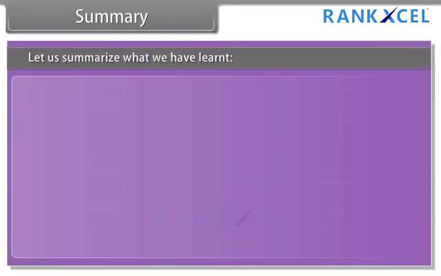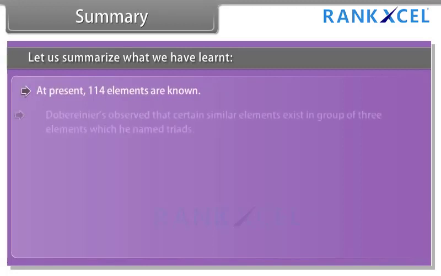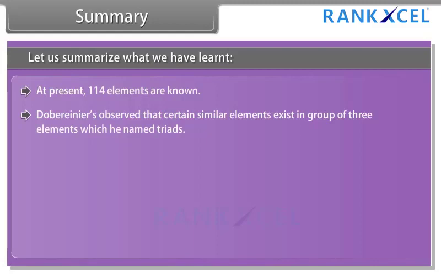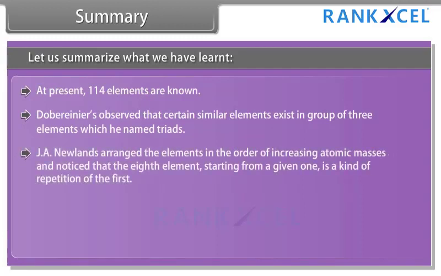Summary. Let us summarize what we have learnt. At present, 114 elements are known. Döbereiner observed that certain similar elements exist in groups of 3 elements, which he named triads. J. A. Newlands arranged the elements in the order of increasing atomic masses and noticed that the 8th element, starting from a given one, is a kind of repetition of the first.